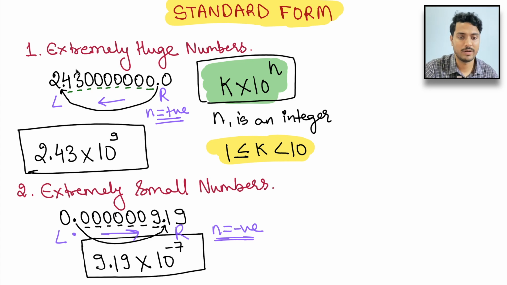Or you can also remember it like this: if this is a very huge number and we are writing it in standard form, the value of n will be positive, and if this is a very small number and we are trying to write it in standard form, the value of n will be negative.